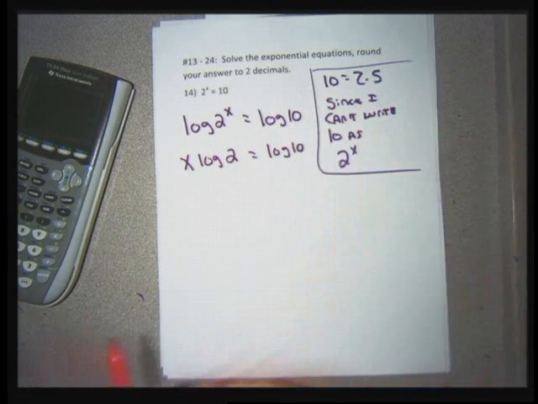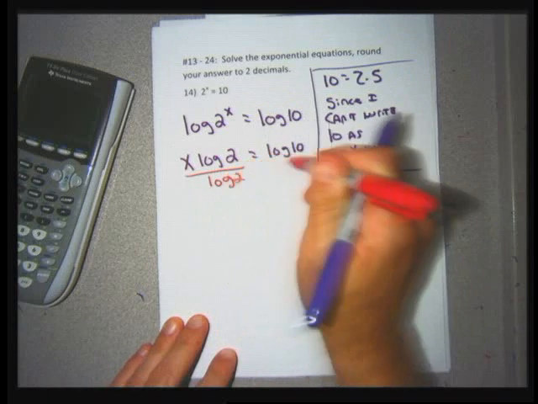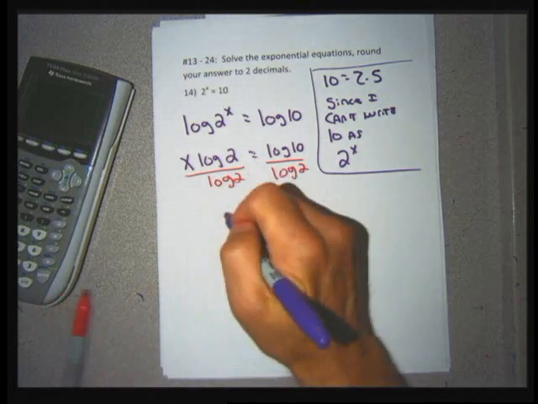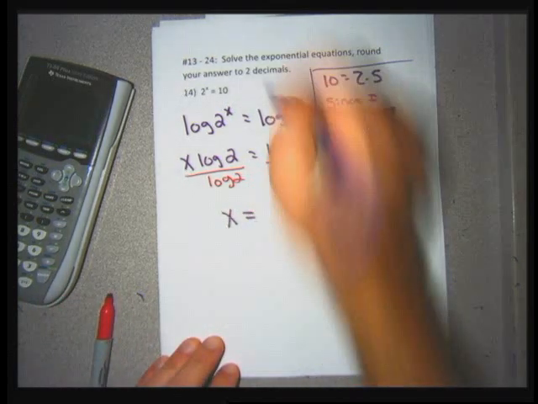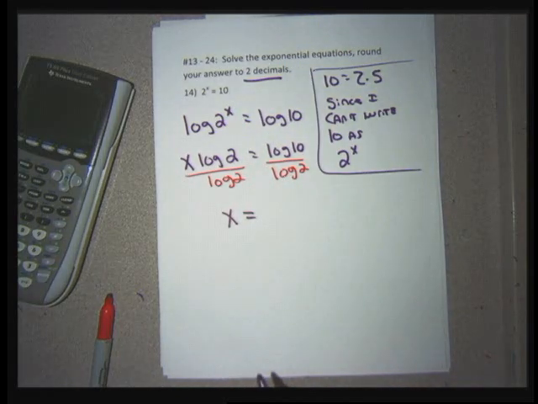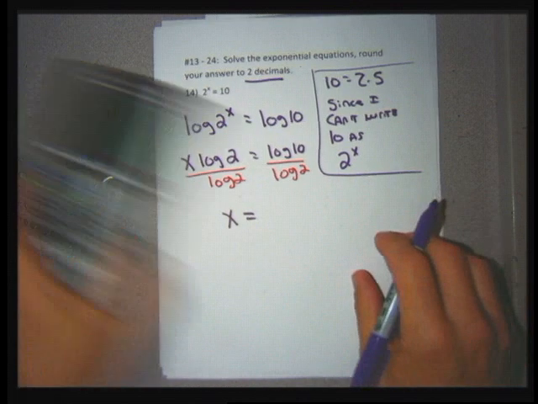I'm going to divide both sides by the log of 2. On the left side, the logs cancel, and I have my x. On the right side, I'm going to round something to 2 decimals. You can tell that you couldn't have got your answer without logarithms when you get an answer that has a really nasty decimal expansion.